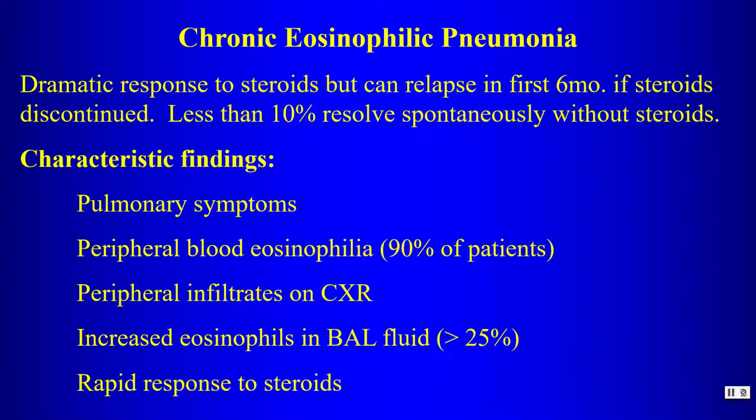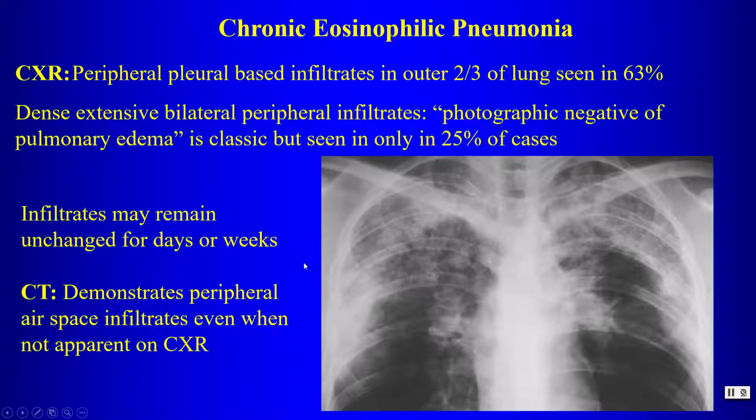So the characteristic findings are pulmonary symptoms, peripheral blood eosinophilia seen in about 90% of patients, a peripheral distribution of consolidations on the chest radiograph, increased eosinophils in the bronchoalveolar lavage fluid, and rapid response to steroids. So on the chest radiograph, we will characteristically see these peripheral consolidations.